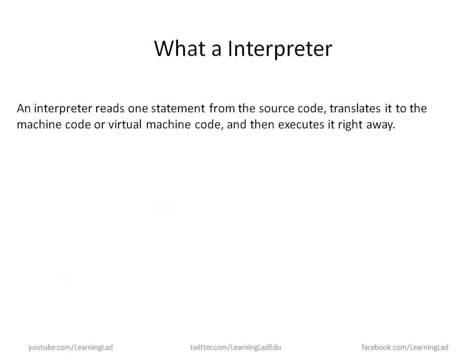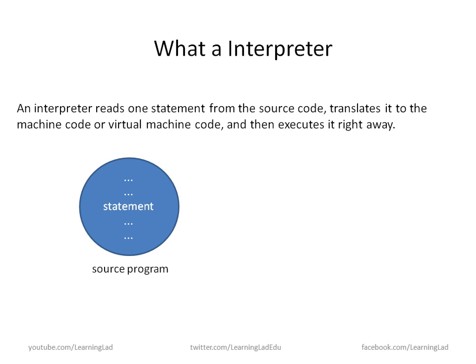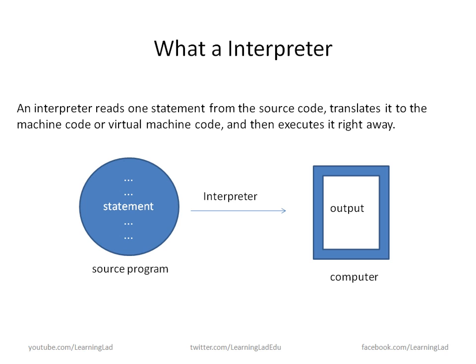So what is an interpreter? An interpreter is a program which reads one statement from the source code at a time and translates it to the machine code or virtual machine code and then executes that right away. So first we're gonna have the source program, and then we're gonna use the interpreter, and this interpreter is gonna read one statement from the source, and then it's gonna translate that and execute that statement right away, and then it's gonna continue with the next statement. It's gonna translate that to machine code and execute that, and again it's gonna take the next statement, translate that, then execute that, and similarly it's gonna do for the entire code.